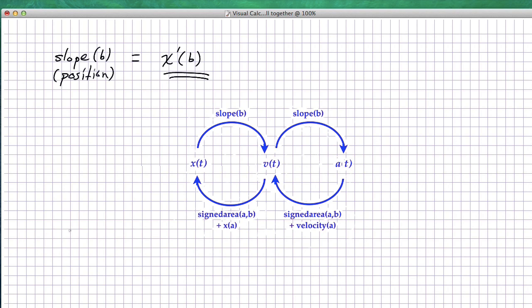Now, there's another piece of notation we're going to use. That's the signed area. Let me show you the calculus notation for signed area. So again, signed area a to b of the velocity curve, for example. We're going to now write that as follows.